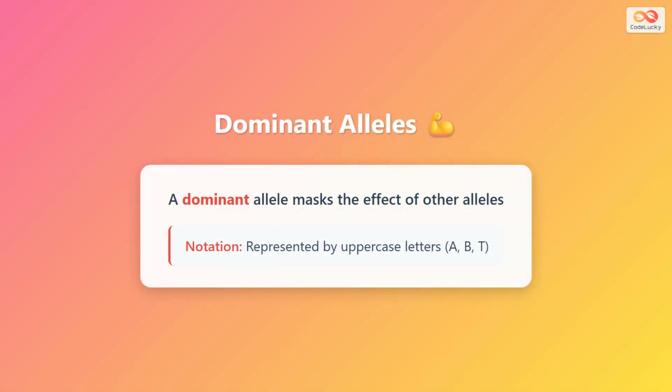A dominant allele is a powerful version of a gene that masks the effect of other alleles. When you have at least one dominant allele, its trait will show up in your physical appearance. Scientists represent dominant alleles using uppercase letters, such as capital A, capital B, or capital T. The dominant allele is like a loud voice in a conversation that drowns out the quieter voices.